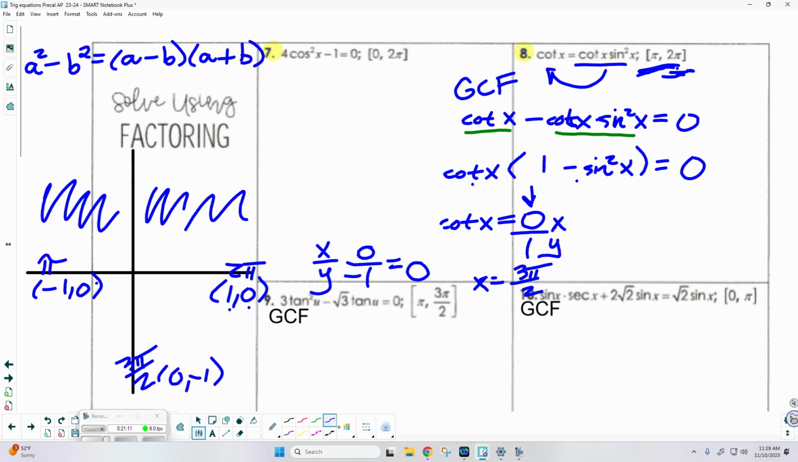Is everybody okay with what I've done? Now, the 1 minus sine squared of x, I've got to set it equal to 0.